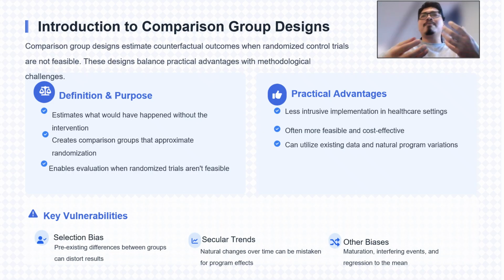And there are a lot of practical advantages of this. It is less intrusive, especially when implementing in healthcare settings. It's not only more feasible, but it is cost effective, and it can utilize existing data with natural program variations. But it also has a lot of key vulnerabilities. So we have different types of biases, such as selection bias, secular trends, maturation, interfering events, and even regression to the mean, which we will discuss going forward.